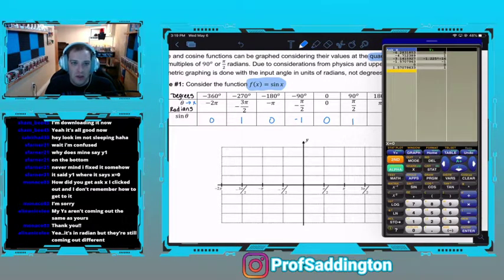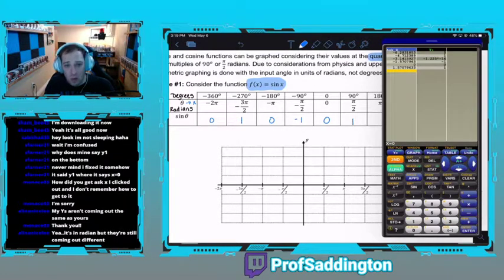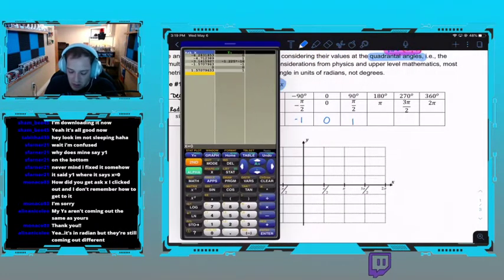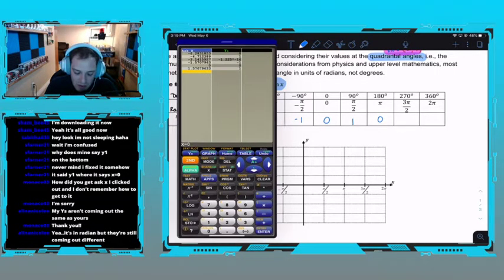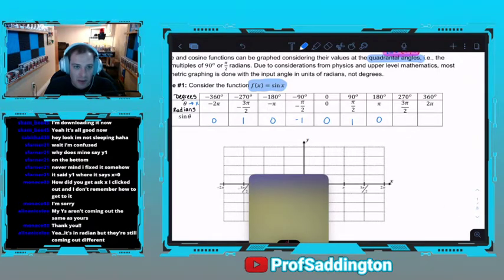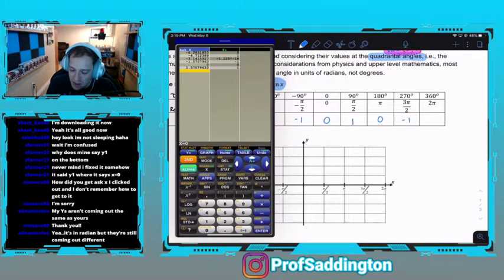So I have 0, 1, 0, negative 1, 0, 1. If I continue this pattern after 1, it's going to be 0. And then if you notice, it went 0, positive 1, 0, negative 1, 0, positive 1, 0. Next will be negative 1. And then 0 again.